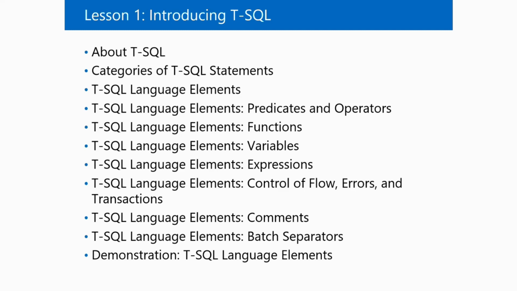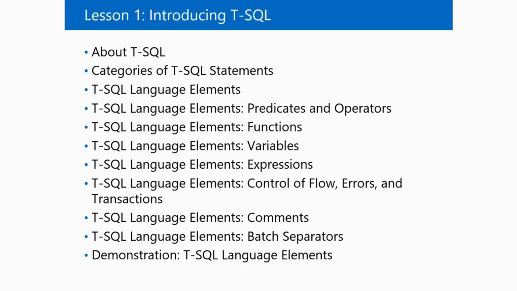In this section, we will be discussing various elements of the T-SQL statements, like what is T-SQL, the various categories of T-SQL statements, the language elements of T-SQL, what are predicates and operators, functions, variables, expressions, how we use those expressions in SQL statements, control of flow, errors, and transactions. Then we'll be discussing comments and what are batch separators. And there is a small demo about various elements that we use in T-SQL statements.